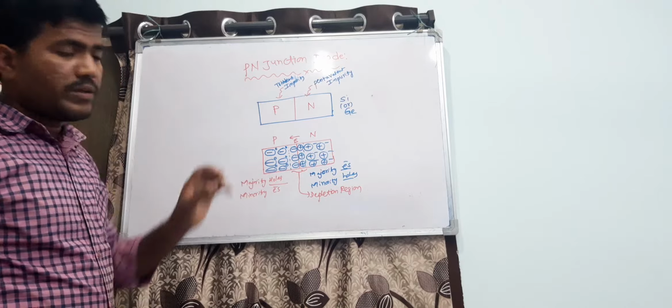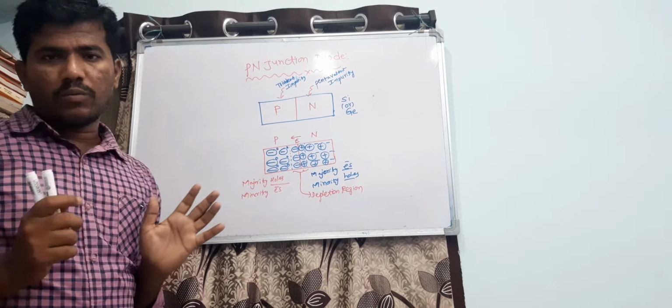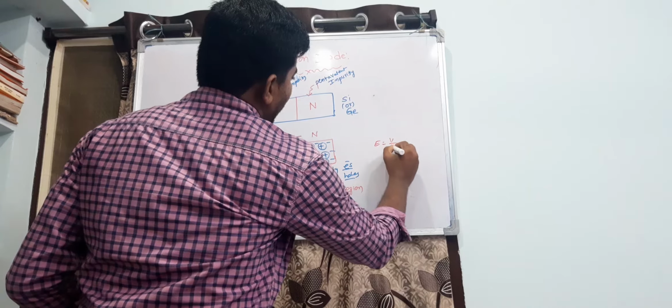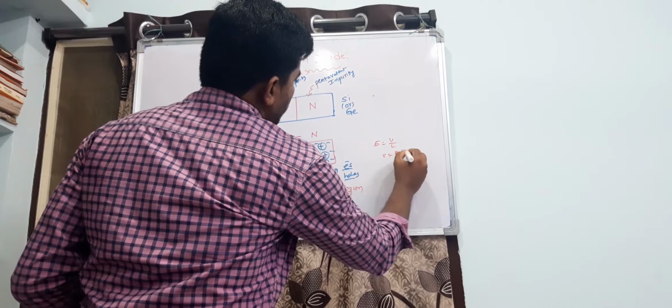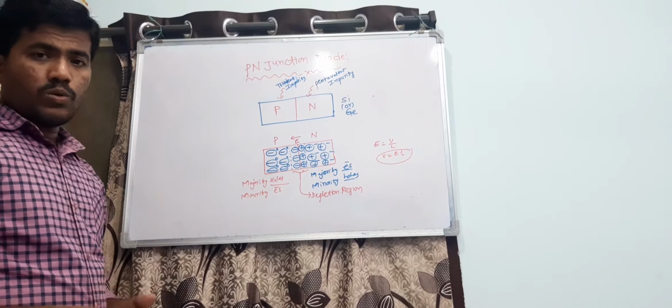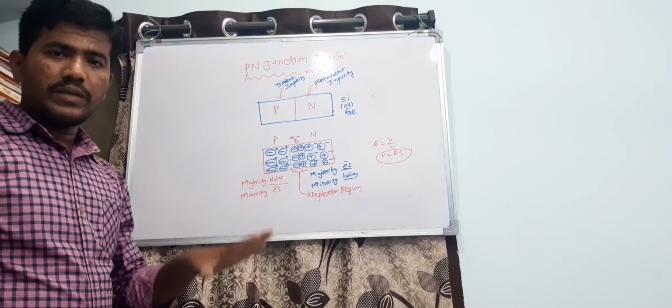That type of force will be in the form of electric field. Wherever the electric field is there, some voltage will be developed, because E is equal to V by L, and V is equal to E into L. That's why some potential difference will be developed in this region. So the point to be remembered for the open circuited, this is the construction of the PN junction.